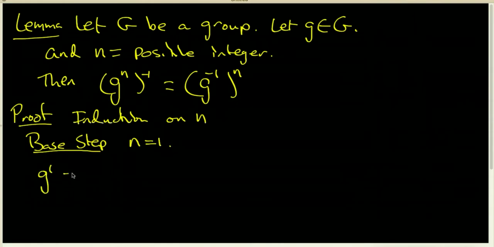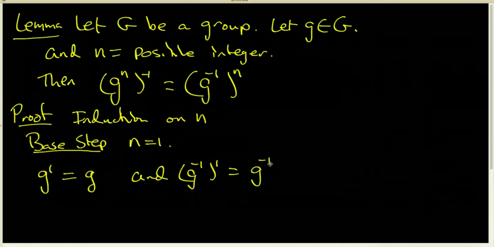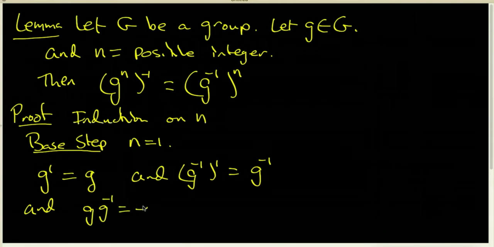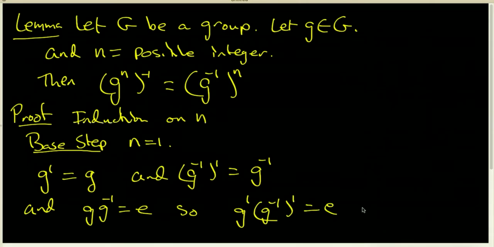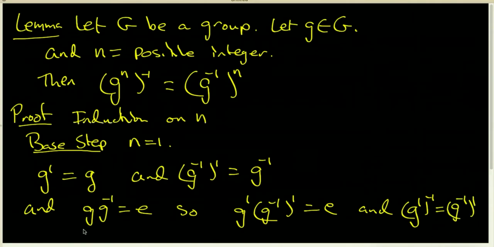Well, g to the 1 is just another name for g, and g inverse to the 1 is just another name for g inverse. And we already know that g times g inverse is equal to e, and so consequently we know that g to the 1 times g inverse to the 1 is equal to e, and that does mean that g to the 1's inverse is equal to g inverse to the 1. In other words, our formula holds when n is equal to 1. We now need to do the induction step.